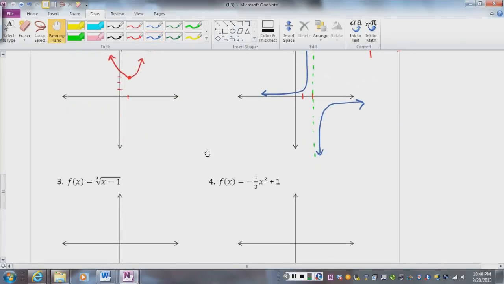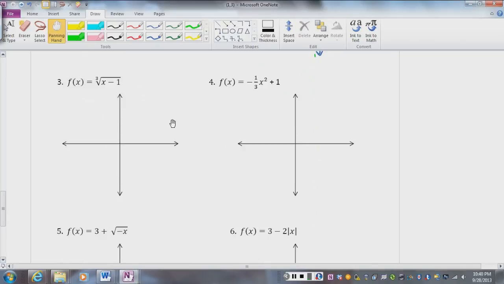Let's go ahead and do another one. What kind of function is this? Well, the part that catches my eye is the fact that I have a cube root. And we can refer to our parent function page if you're not sure what a cube root looks like.